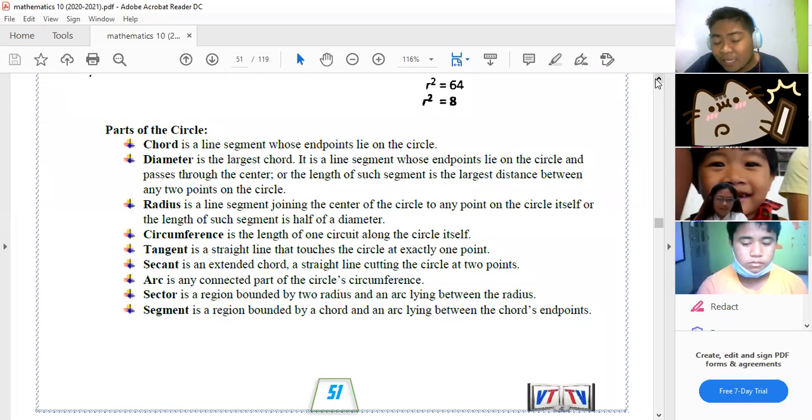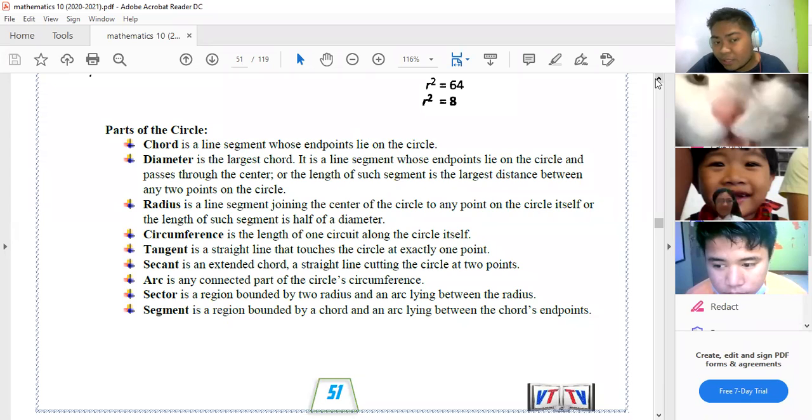Ang tangent naman natin ay straight line. So ibig sabihin may arrow yan nasa dulo-dulo that touches the circle at exactly 1 point. So parang dumampi lang sa bilog. 1 point lang yon. We also have the secant. Yun namang secant is extended chord, a straight line cutting the circle into 2 points.